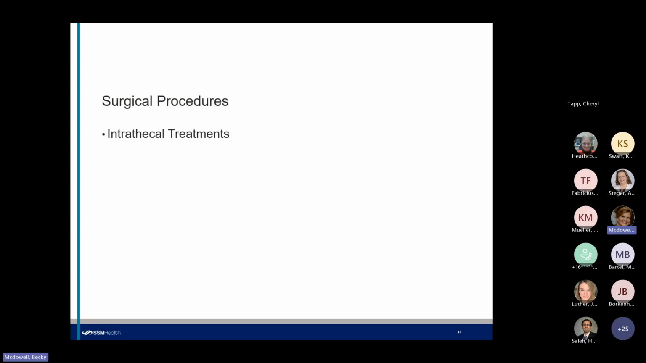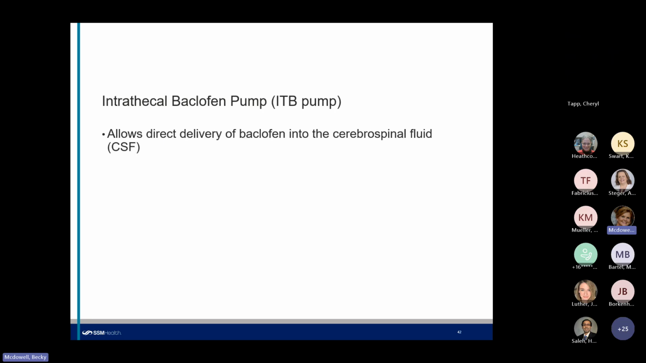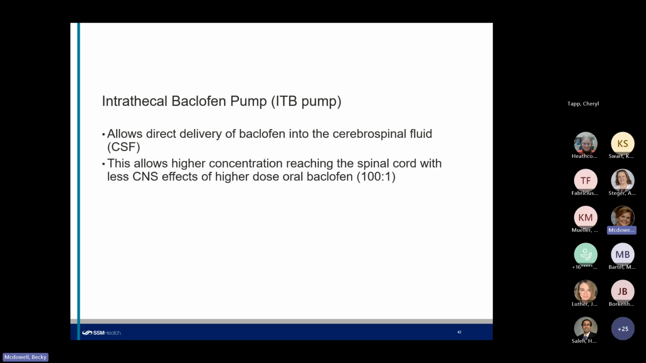Surgical procedures. There are intrathecal treatments and then surgery treatments. Intrathecal baclofen pumps, or ITB pumps. This allows direct delivery of baclofen into the cerebrospinal fluid where it takes its effects. And this allows a higher concentration reaching the spinal cord without causing as many CNS effects as oral baclofen does.